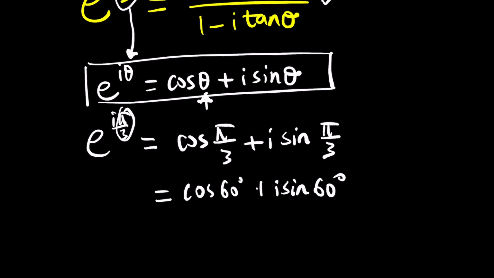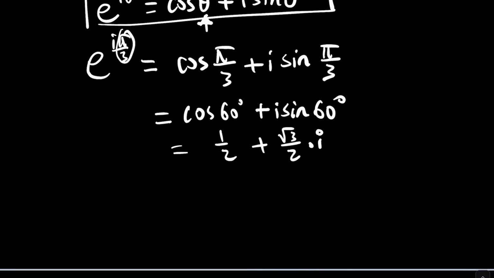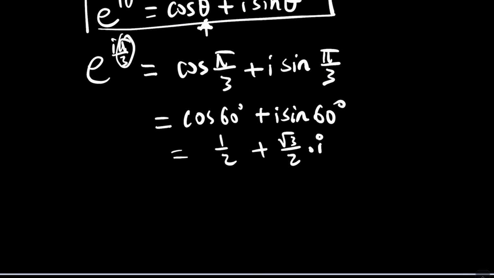So now cosine 60 degrees is sine 30 degrees, which is 1/2. And this is root 3 over 2 i. Some people write it as i times root 3 over 2, but I usually write it like that, so that it fits the pattern a plus bi, which is the name of this channel, by the way.